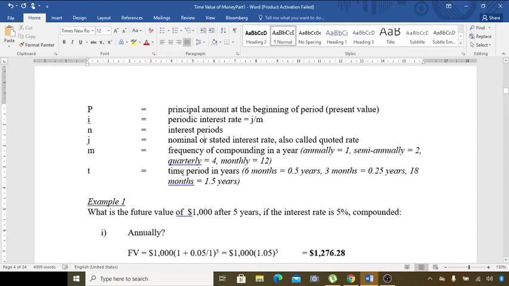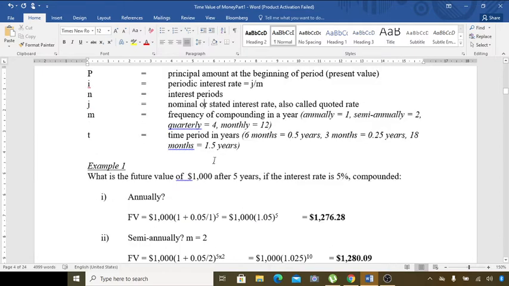So your T is the time period in years. Again, always in years. So if it is a 6 months loan, T becomes 0.5. If it is a 3 months loan, it becomes 0.25. If it is 18 months, it becomes 1.5 years, so on and so forth.